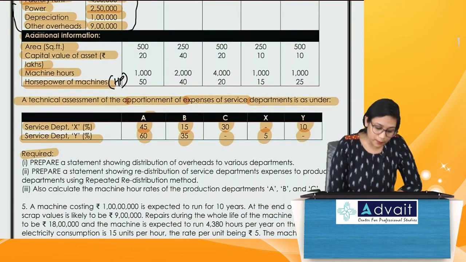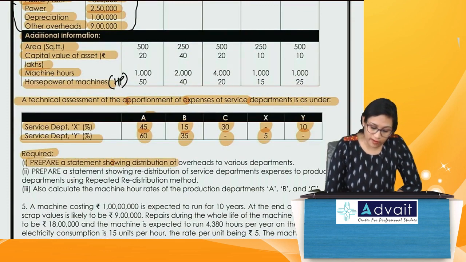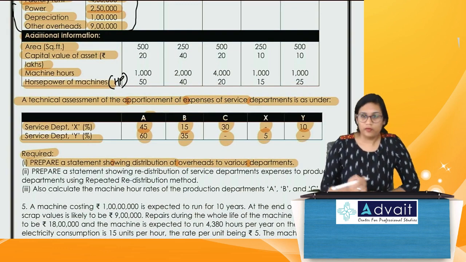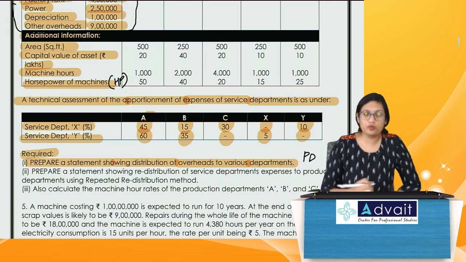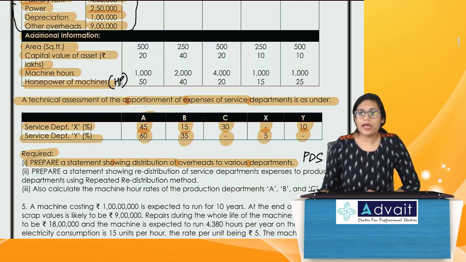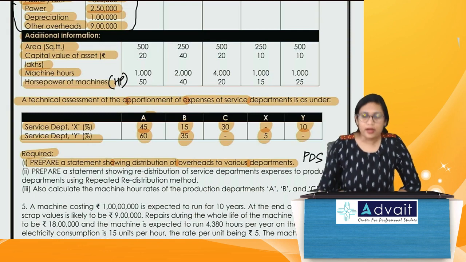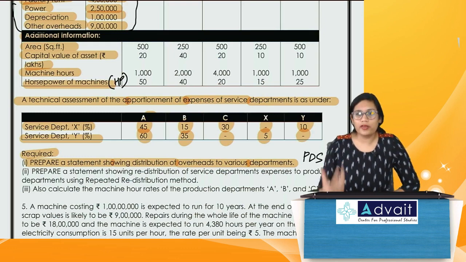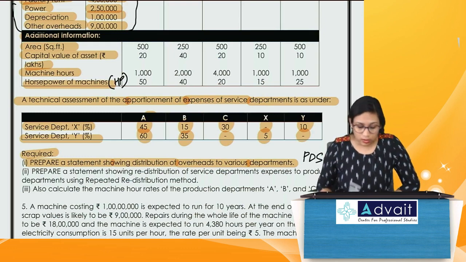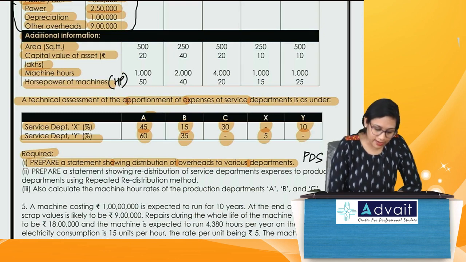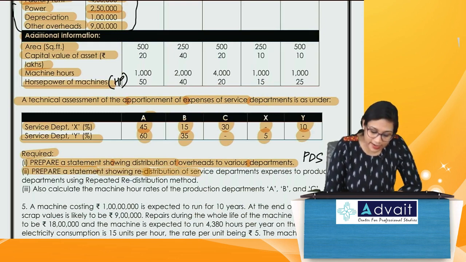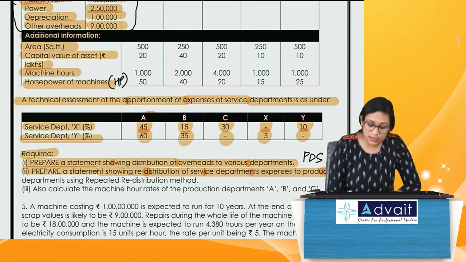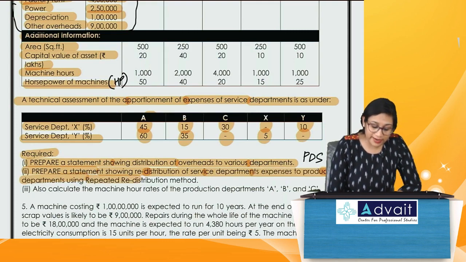Required: prepare a statement showing distribution of overheads to various departments, which means they are asking us for the primary distribution summary, correct? Because till now in the previous problems, they had only distributed everything and given it to us. This is the first problem that we are working out in which we have to apportion everything on our own, right? Second, prepare a statement showing redistribution of service department expenses to production departments using repeated redistribution method.